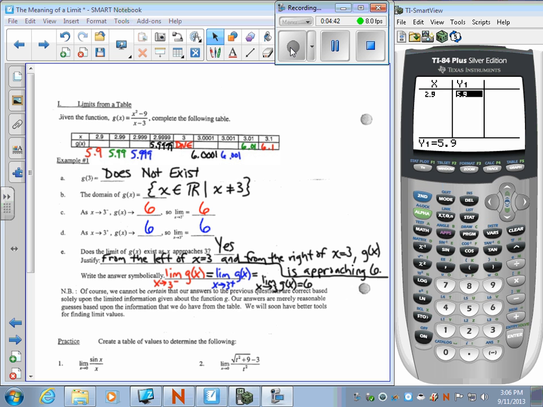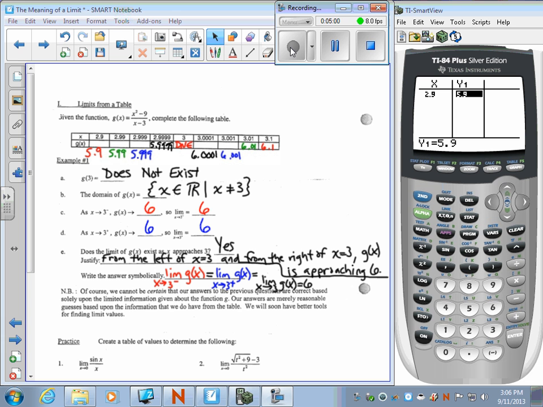The justification is from the left of x equals 3 and from the right of x equals 3, g of x is approaching 6. Symbolically, we write the limit as x approaches 3 from the left of g of x is equal to the limit as x approaches 3 from the right of g of x, which is equal to the limit as x approaches 3 of g of x, which is 6.